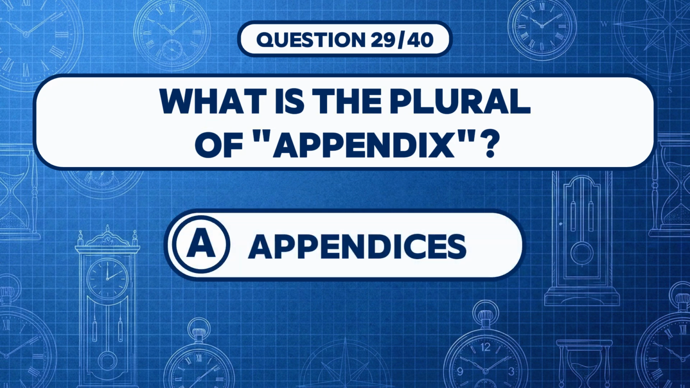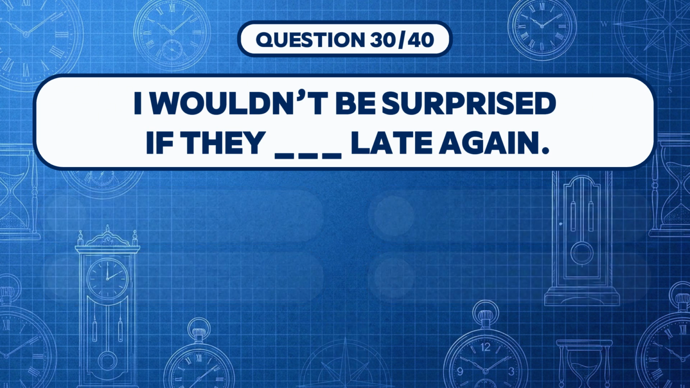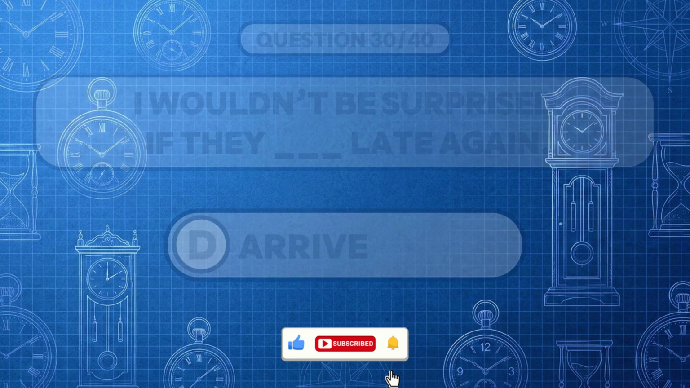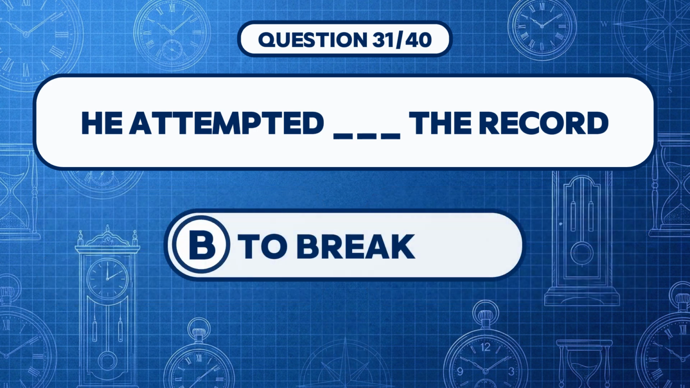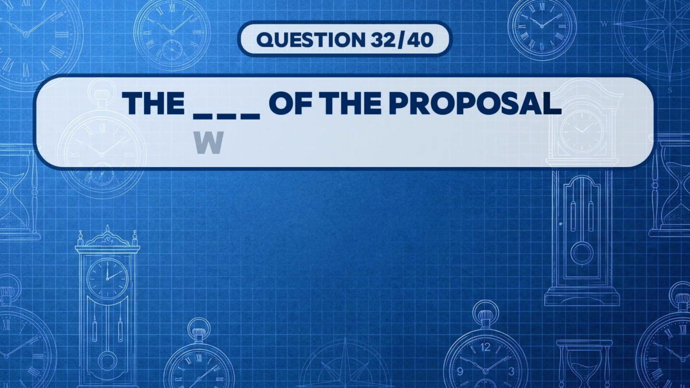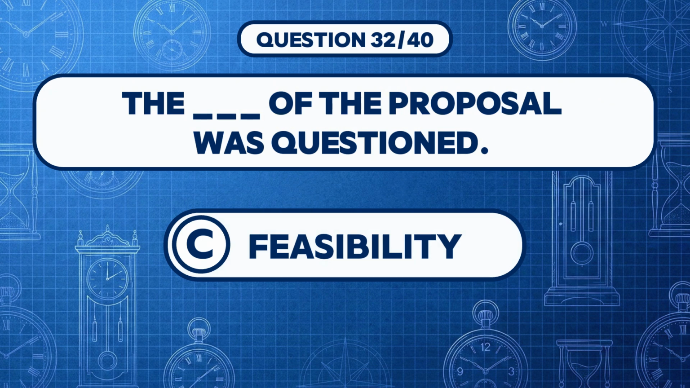Answer A. Appendices. Fill the gap. Answer D. I wouldn't be surprised if they arrive late again. Can you guess the missing word? Answer B. He attempted to break the record. Fill the gap. Answer C. The feasibility of the proposal was questioned.